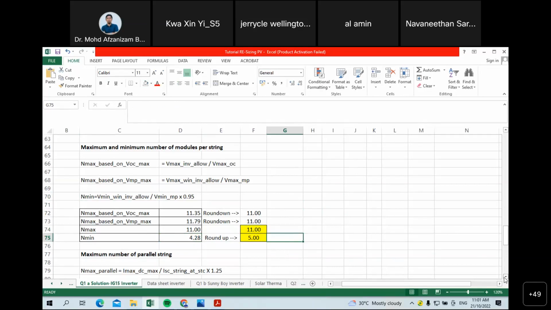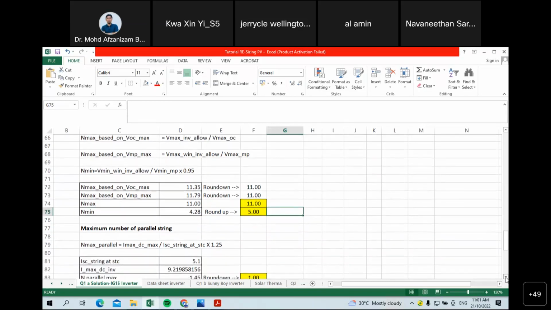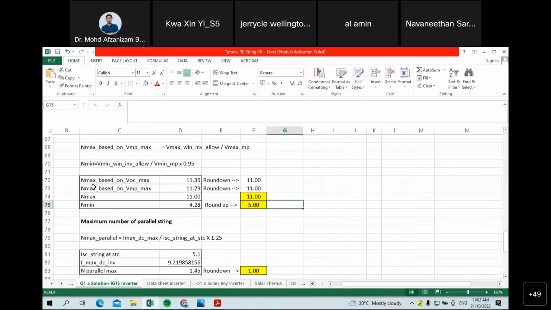So far so good, guys. Okay, so far so good. Good, but if not, proceed faster. Just now, guys, we just determined the maximum and minimum number in a string, in series, I would say. So what about the parallel? How to determine the parallel?